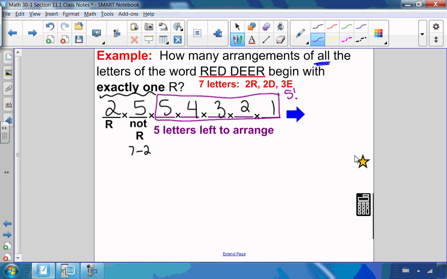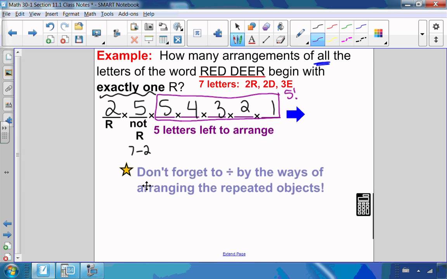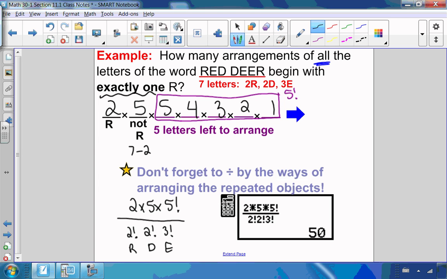Okay, so I'm going to take that, but I have to remember to divide by the ways of arranging the repeated elements. So I'm going to take my 2 times 5 factorial, and I'm going to divide it by the 2 factorial ways of arranging the R's, because there's 2 R's, the 2 factorial ways of arranging the D's, because there's 2 D's, and the 3 factorial ways of arranging the E's, because there are 3 E's. So I can put that into my calculator, and I get that there are 50 arrangements.